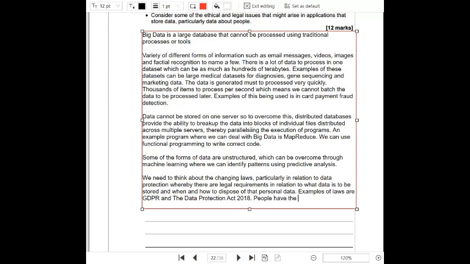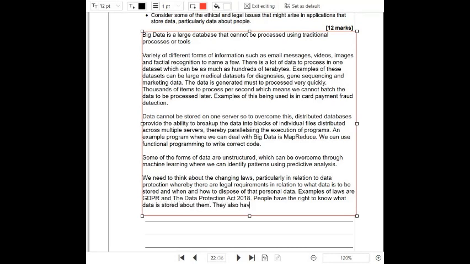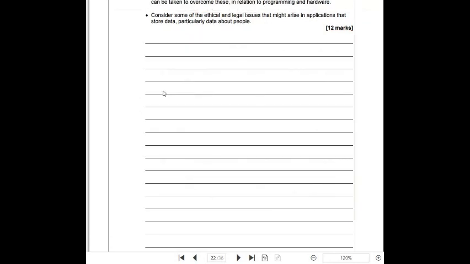So people have the right to know what data is stored about them. They also have the right to have their data erased. So the right to be forgotten. So if you can demonstrate that sort of understanding, you'll be close to getting those 12 marks. Okay? So this isn't the sort of question you can say, there we are, bosh. This is the question where you have to put in some time and effort.